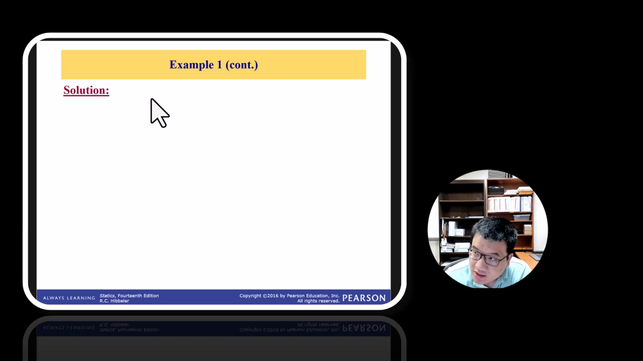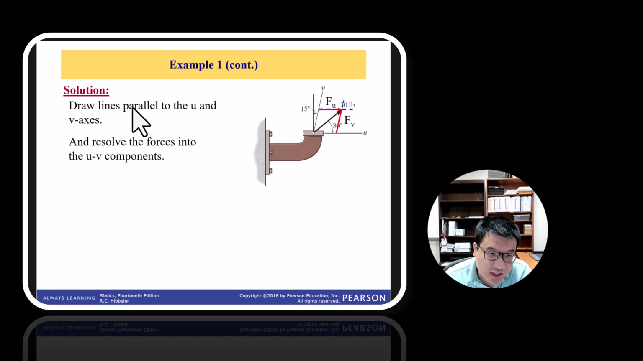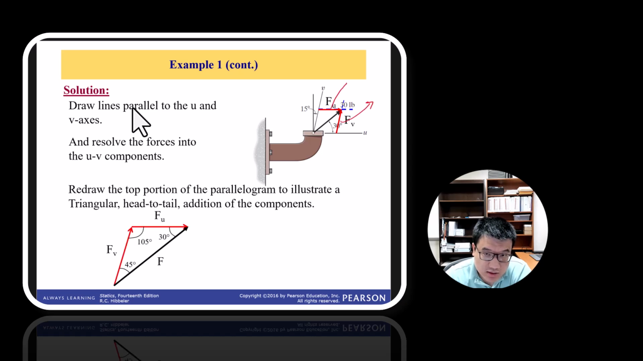As we mentioned in the last slide, the first step is to draw lines parallel to the u and v axis. As we see here, let's draw the two lines parallel to u and v respectively. After we draw these lines, we form a parallelogram. Here is the parallelogram.